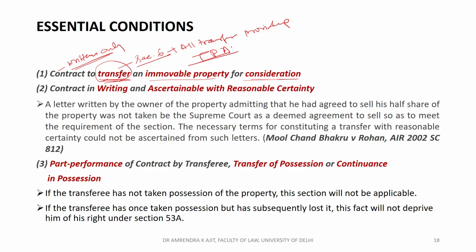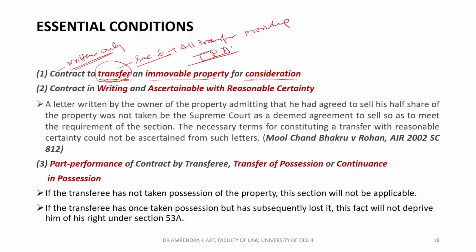So, there are four essentials within the first essential itself: that there must be a written contract where the immovable property is going to be transferred, for proper consideration. All these things are required first of all. Then the second important part is that the contract must be in writing and ascertainable with reasonable certainty. First of all, the contract must be in writing, I have already given you that, and ascertainable with reasonable certainty. What is ascertainable with reasonable certainty is important here.